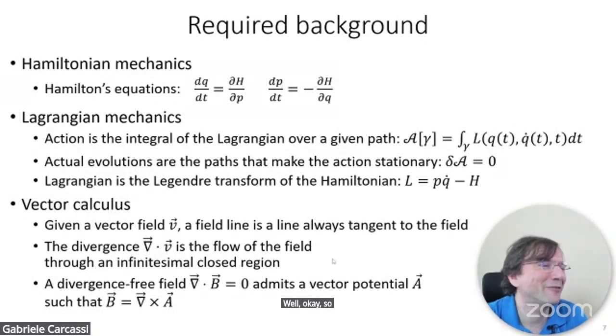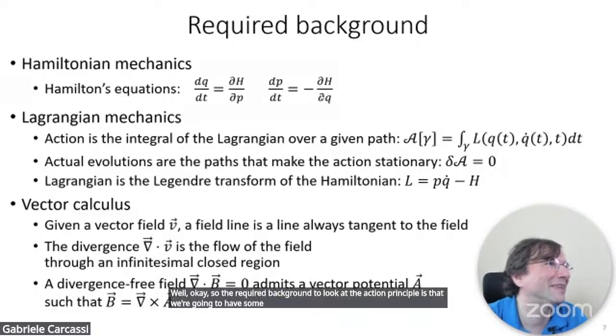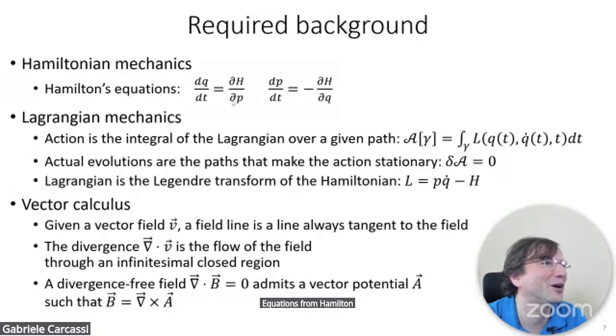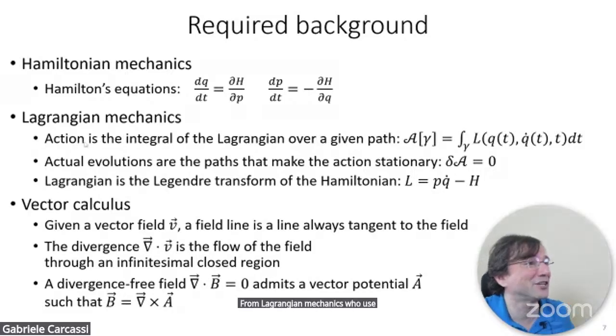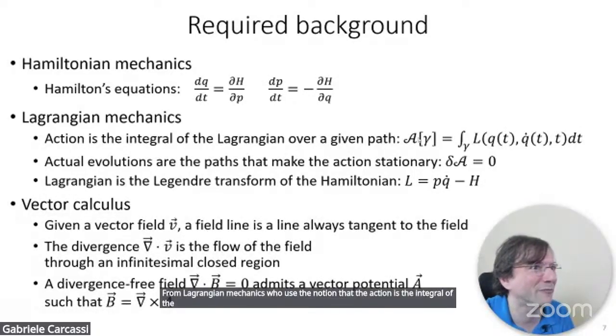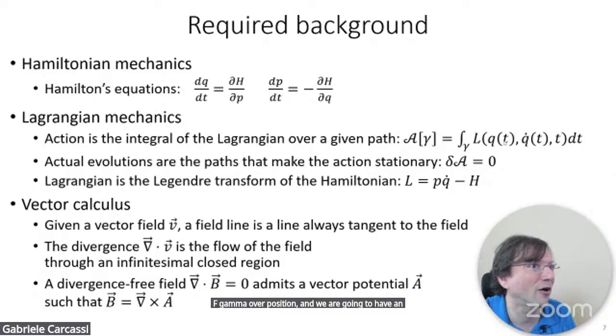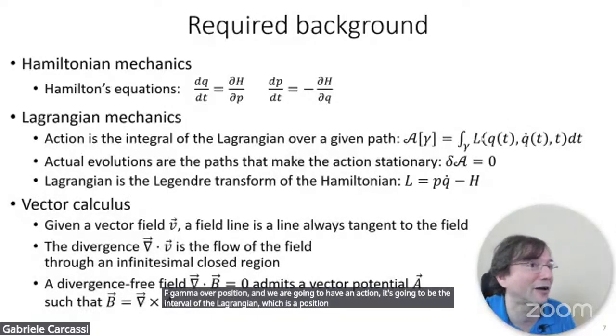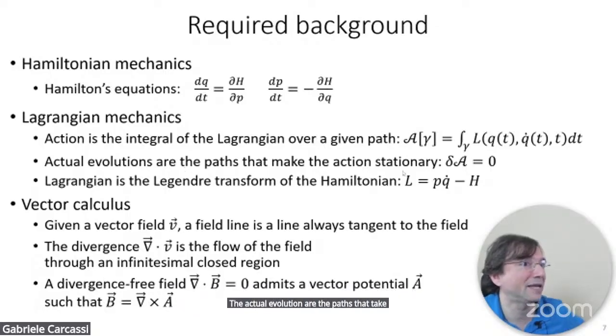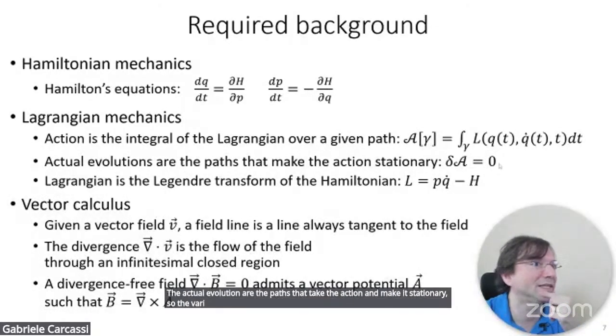Okay, so the required background to look at the action principle is that we're going to have some equations from Hamiltonian mechanics, which are the usual ones. Hopefully you're familiar with them. From Lagrangian mechanics, we use the notion that the action is the integral of the Lagrangian over a given path. So we have a path gamma over position, and we are going to have an action. It's going to be the integral of the Lagrangian, which is a function of position, velocity and time. The actual evolutions are the paths that make the action stationary. So the variation of the action is zero if we vary the path.